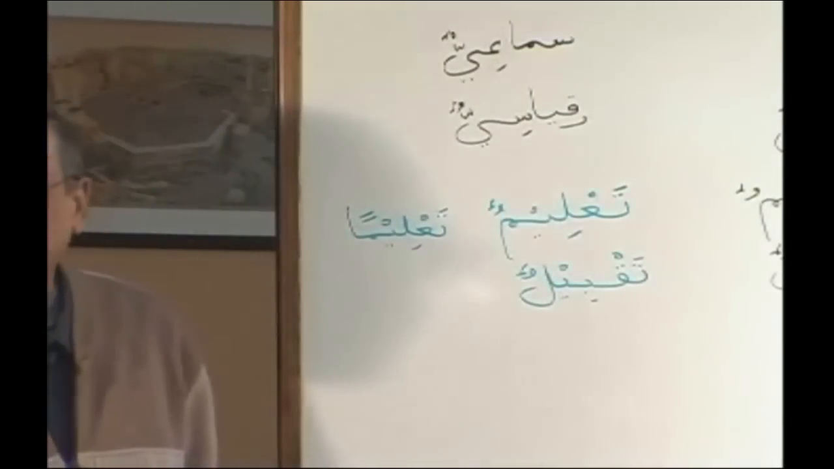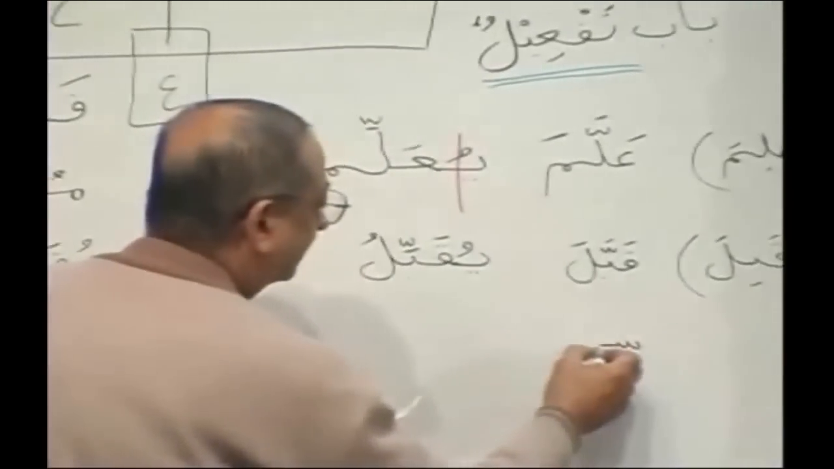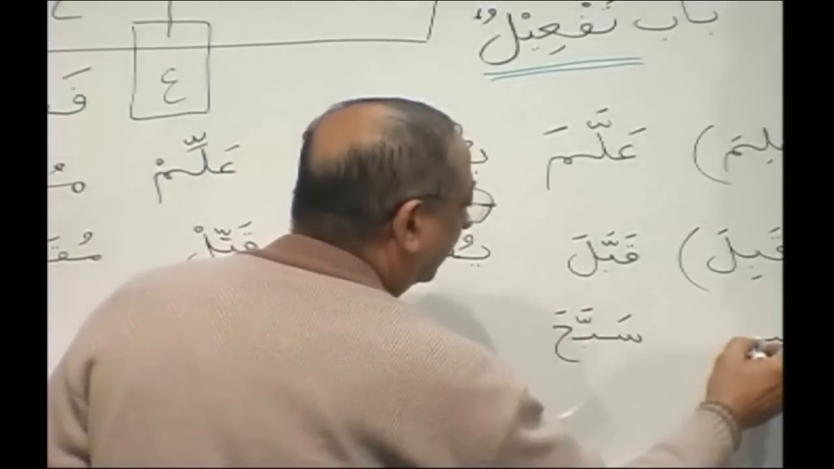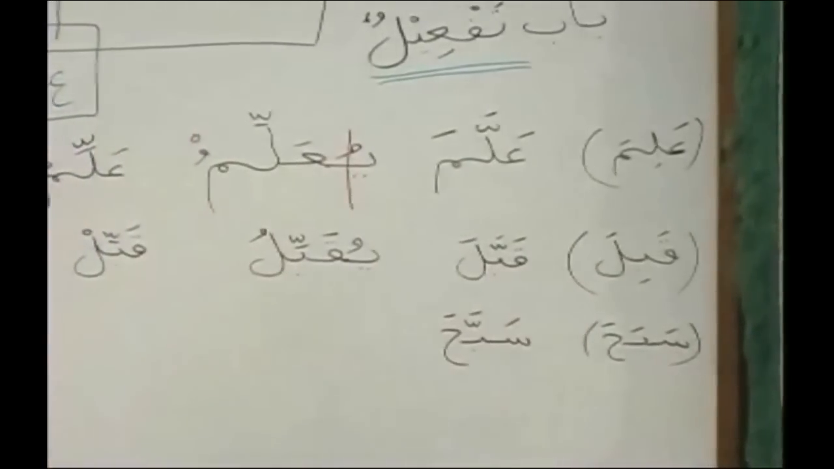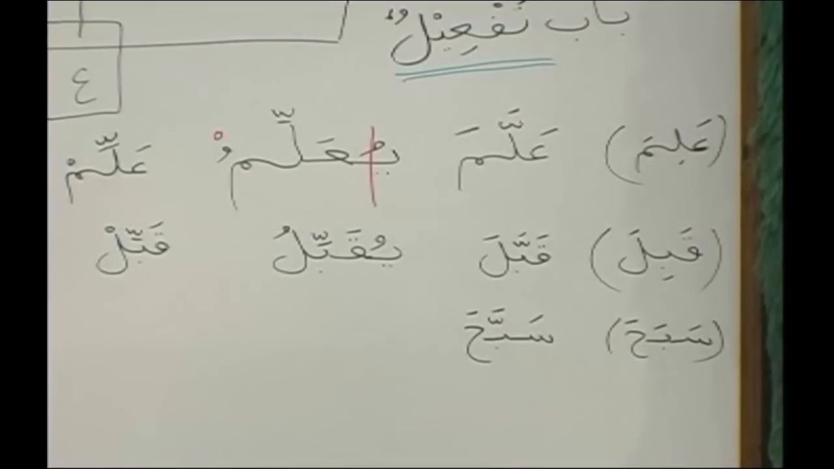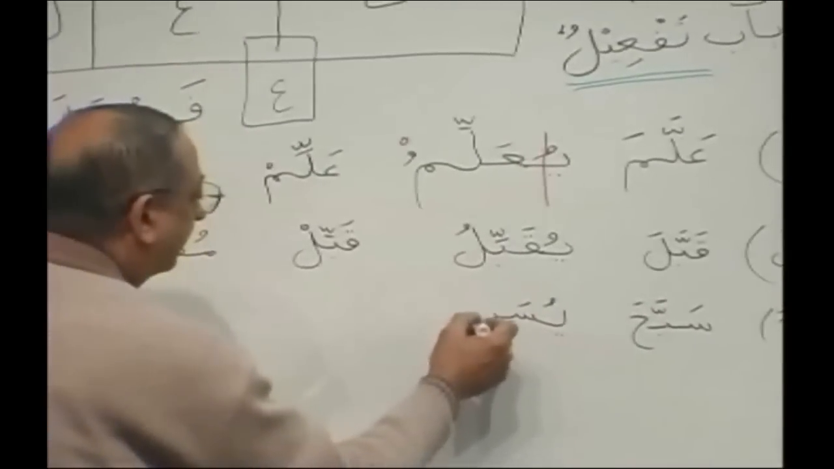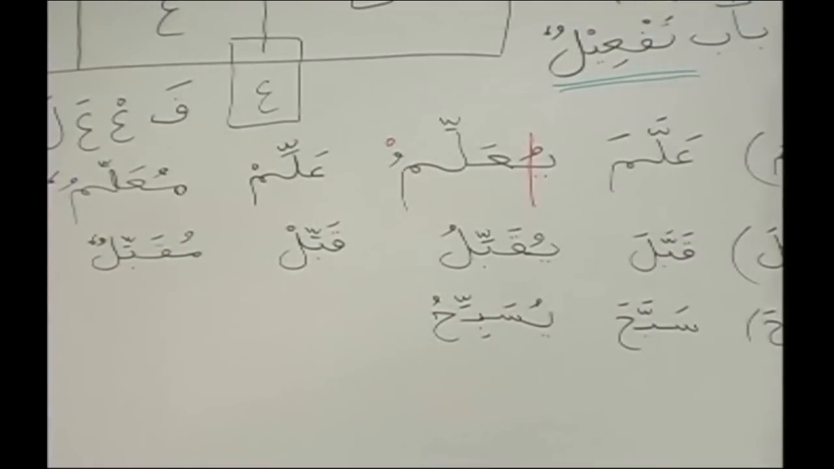Are you with me, brothers and sisters? Fine. I write a couple more words, brother. Sabbaha. It comes from sabaha. What will be the mudariya, brother? Yusabbihu. Sabbihu. What will be the amar? Sabbih. It comes in the Quran all the time. Sabbih.